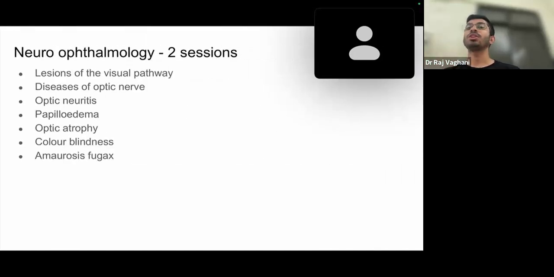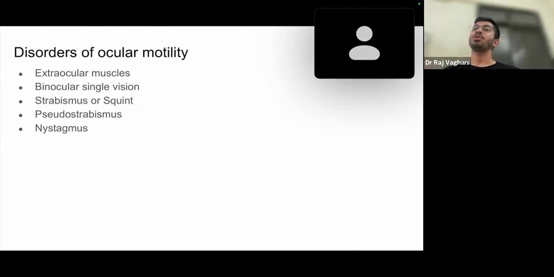Then coming to neuro-ophthalmology. What do you mean by neuro-ophthalmology? Neuro means the terms related to the brain, right? So neuro-ophthalmology will be dealt with according to the diseases of the optic nerve. We will study the optic nerve, how the visual pathway is carried through the optic nerve, and what the diseases of the optic nerve are, like optic neuritis, papilledema, optic atrophy, and how color blindness is formed, and what amaurosis fugax is. We'll study these topics in the neuro-ophthalmology sessions, which will be held in 2 sessions, right? So this was about neuro-ophthalmology.